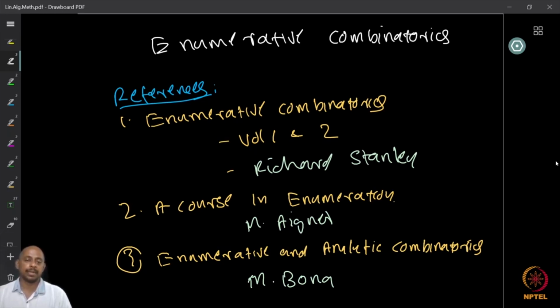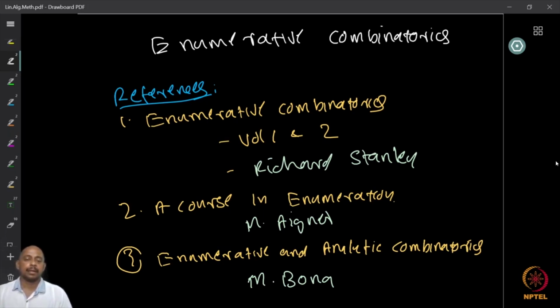Stanley's writing is so clear that one has to admire how the clarity of vision helps you when you read also. And then A Course in Enumeration by Martin Aigner is a very standard book on enumerative combinatorics, which is also very readable with lots of exercises and questions.